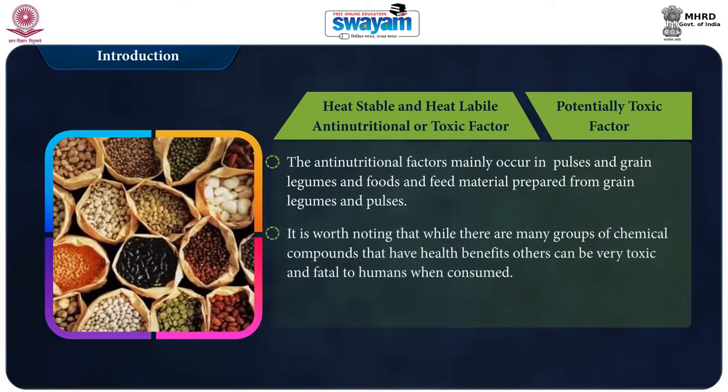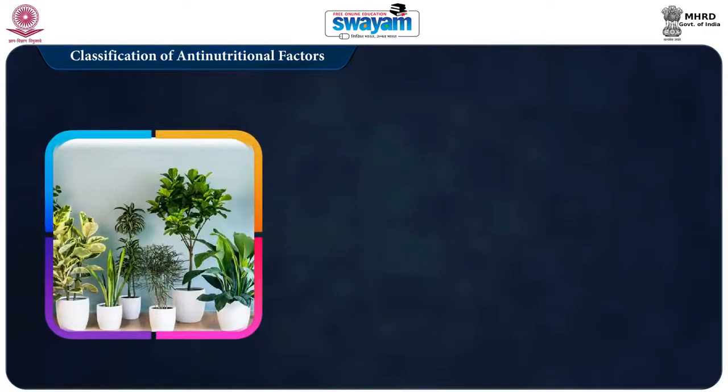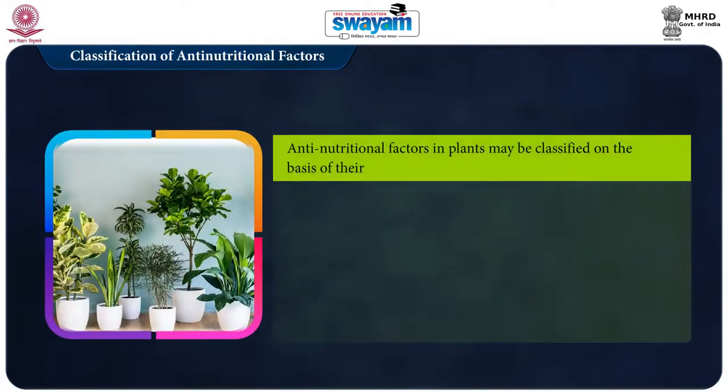It is worth noting that while there are many groups of chemical compounds that have health benefits, others can be very toxic as well as fatal to humans when consumed. The list is inexhaustible and therefore it warrants concern. Now learners, let us see how anti-nutritional factors are classified.